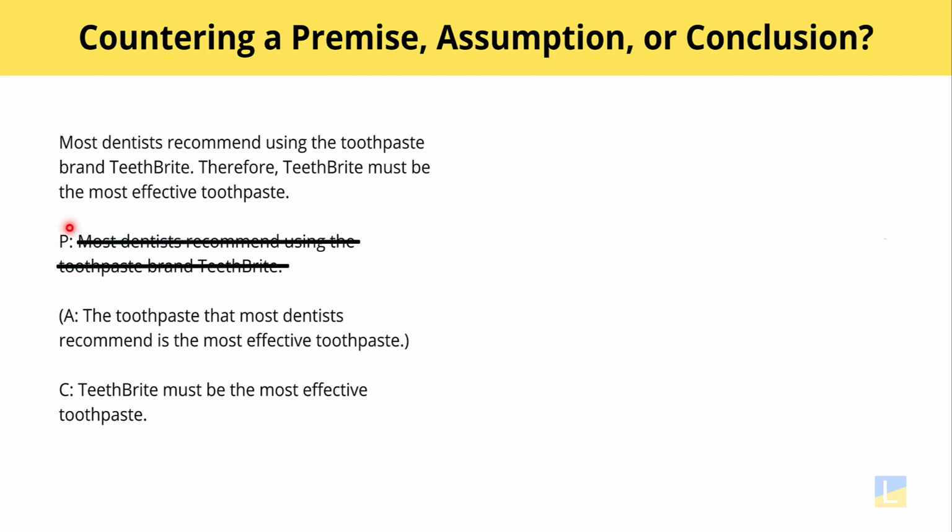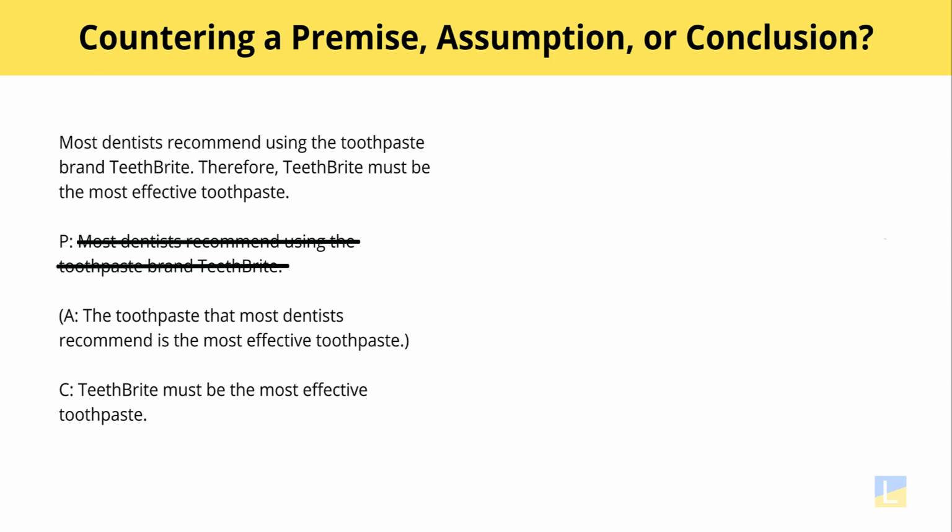What happens if this premise is false? Does that allow us to then say that Teeth Bright must not be the most effective toothpaste? In other words, does proving a premise false prove that the conclusion is false? Well, even if this premise is wrong, couldn't it still be possible that Teeth Bright is the best? Even if all dentists actually recommend something else, and this argument had the premise wrong, couldn't it still be the case that Teeth Bright is the most effective?